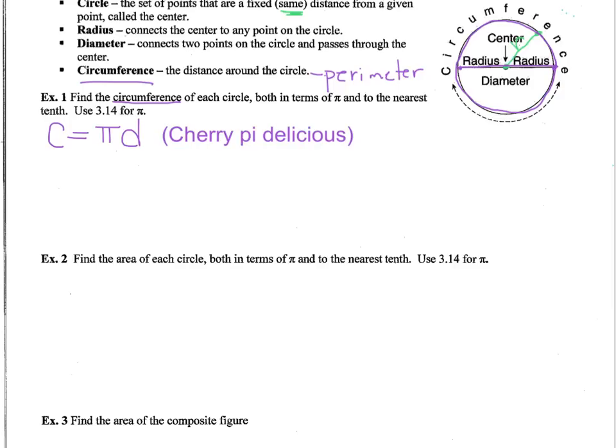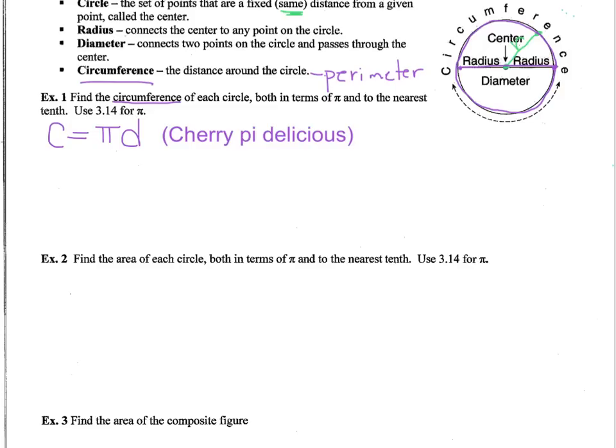The way I remember that is I chant to myself, cherry, pie, delicious. So C is for cherry, pie, I didn't misspell it, that's how you spell pie in math, and then D is the delicious. So it's just a fun way to remember our formula. All right, so let's try it out.